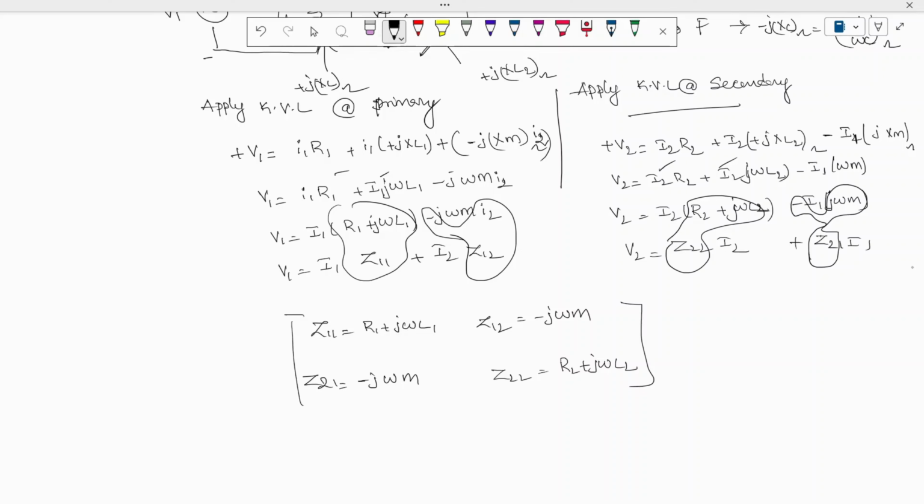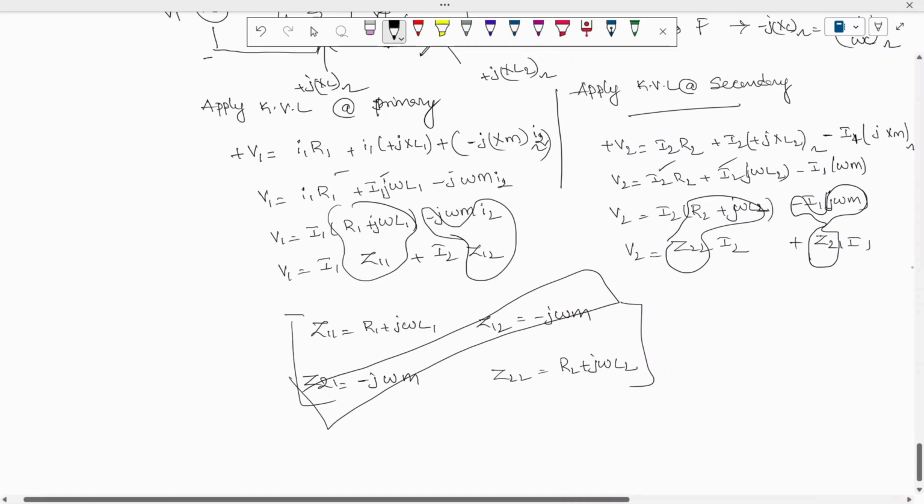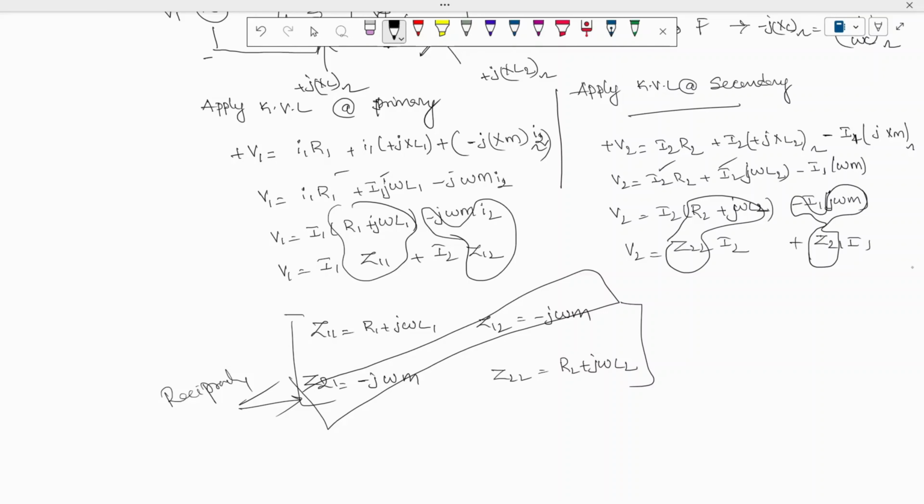So this is how we get the values of Z11, Z12, Z21 as well as Z22. Here you can see Z12 and Z21 are of the same value, while Z11 and Z22 are different. This is called symmetry, and these conditions are called reciprocity conditions. This is how we understand it.